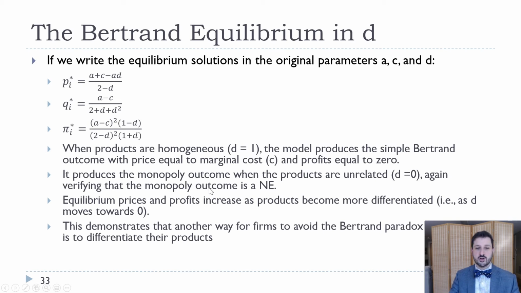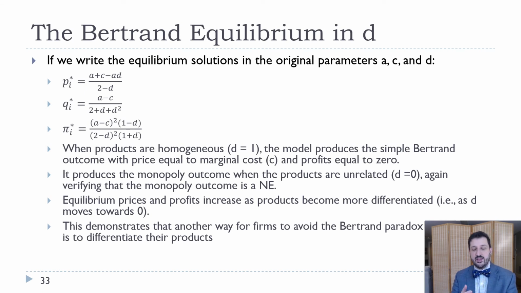So when products are homogeneous, when D equals 1, the model says Bertrand price equals C, because that piece disappears: we get A minus A over there, and then 2 minus 1 in the denominator, so it's just C over 1. And when D equals 0, it again gives us the monopoly outcome, which is nice because the model is saying it is a monopoly. And so equilibrium prices and profits increase as products become more differentiated, right? As D goes to 0.